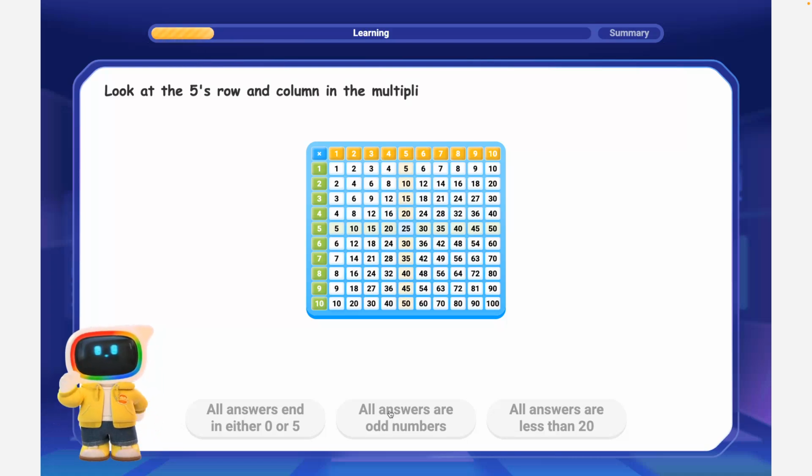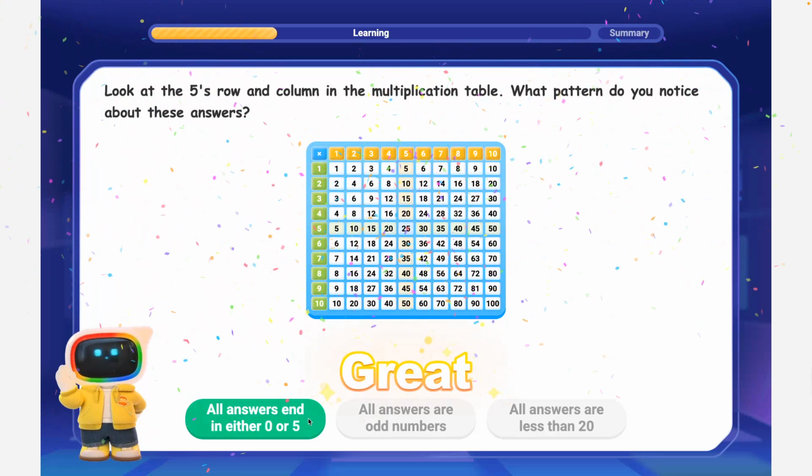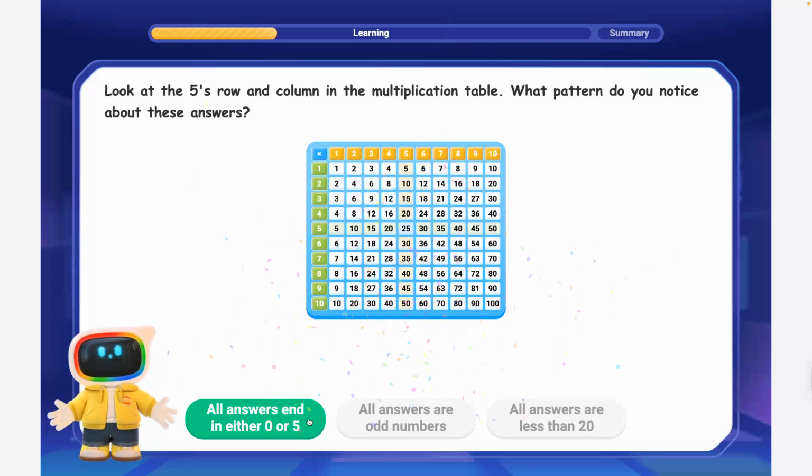Look at the 5's row and column in the multiplication table. What pattern do you notice about these answers? Great pattern spotting. All answers in the 5's row and column end in either 0 or 5. When you multiply 5 by 2, 4, 6, 8, or 10, the answer ends in 0. When you multiply 5 by 1, 3, 7, or 9, the answer ends in 5.